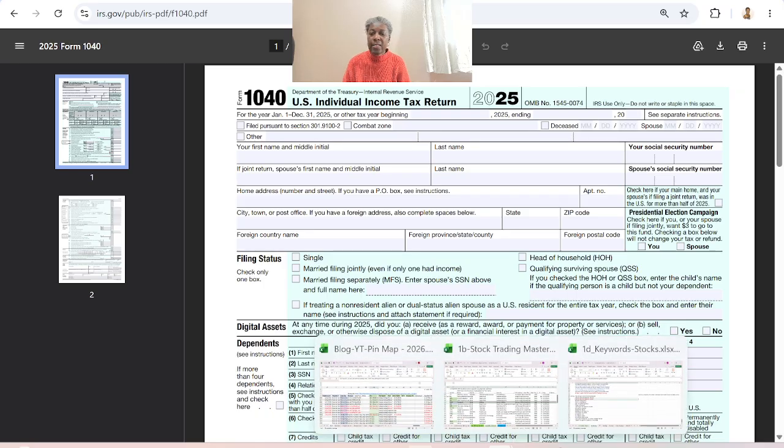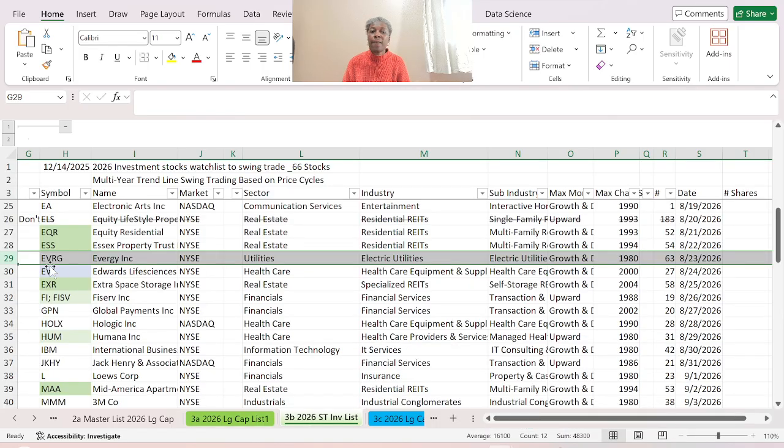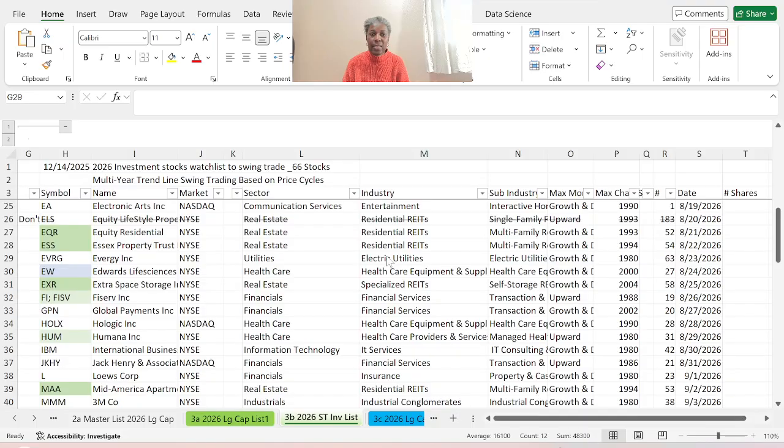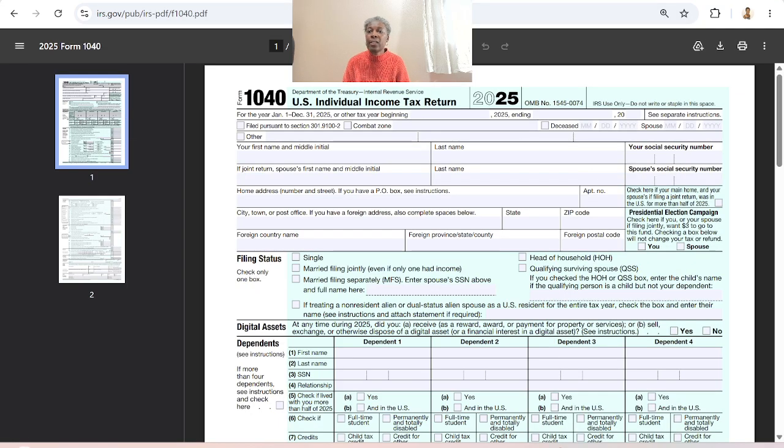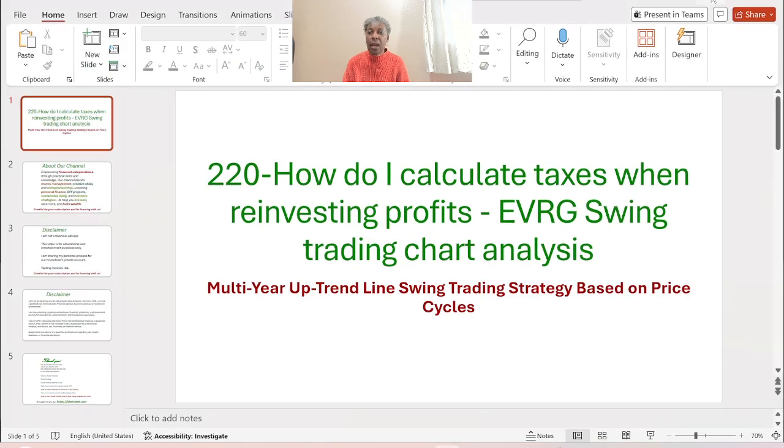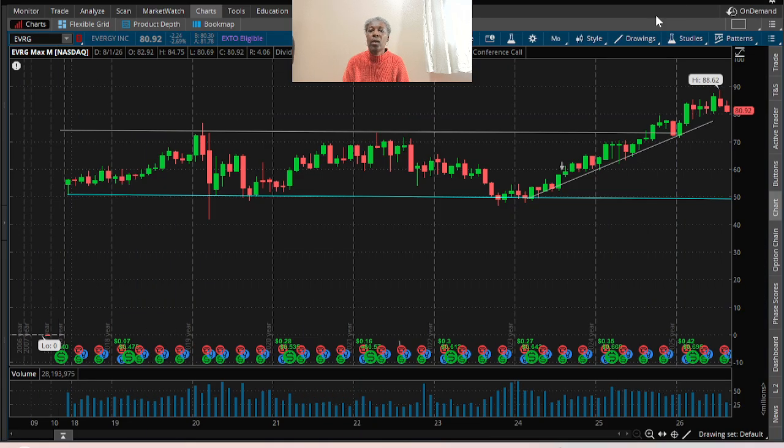So today, let's analyze EVRG as of August 23, 2026. Whether you are reinvesting your profits or not, you are going to pay those estimated taxes on them if you are swing trading in a taxable brokerage account.